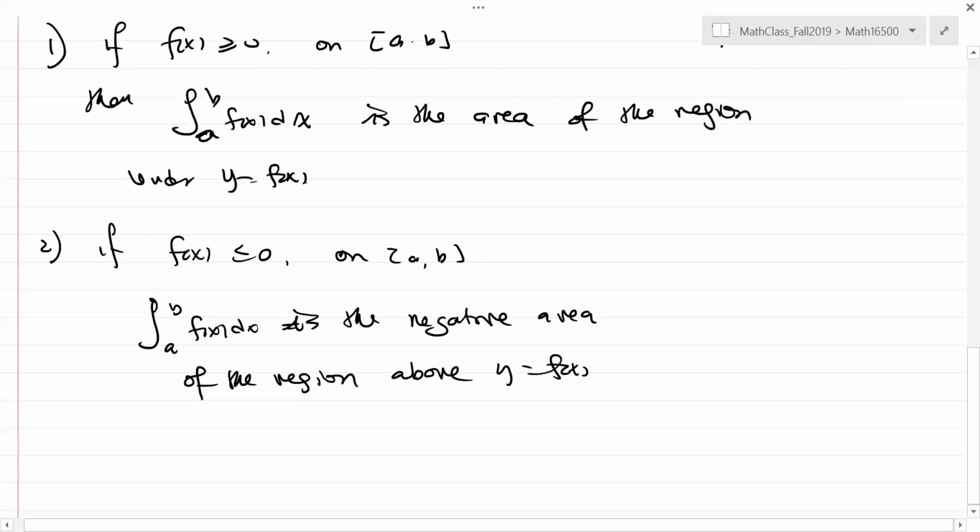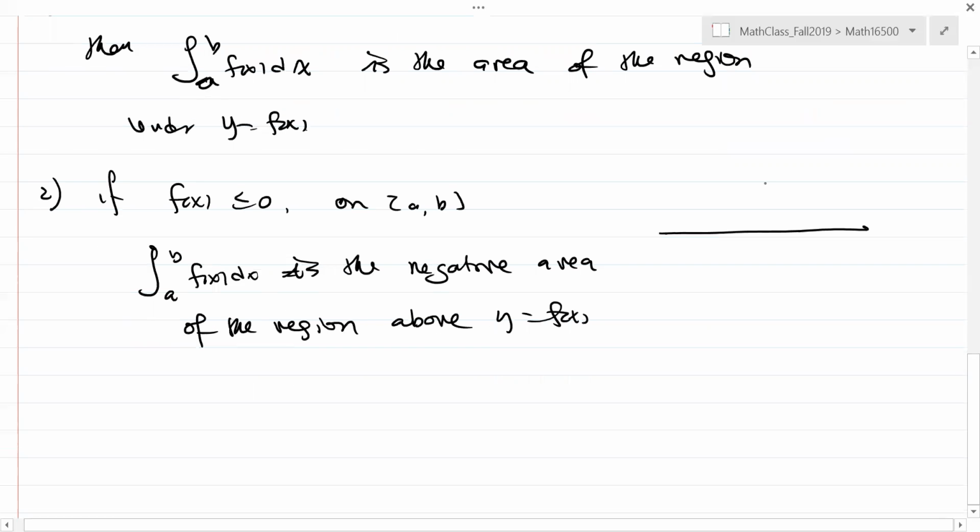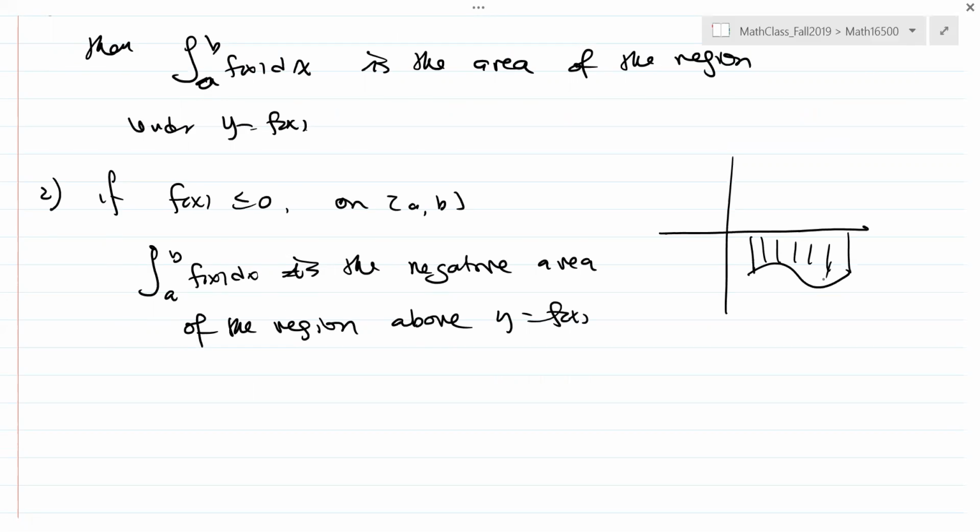Okay, and what does that mean? That means first of all the integral is going to be negative. First you calculate the area and then put the negative sign on. Okay, it's the negative of the area. I just simply call it negative area. Area is always a positive number, so just put a negative sign there. So that region is above y equals f of x. The reason is the length is always negative, right? f is the negative of the length of the rectangle.